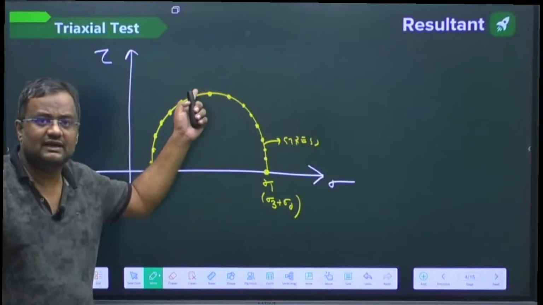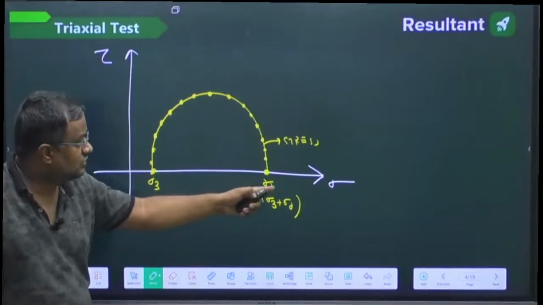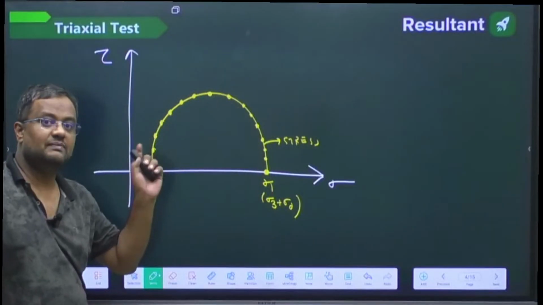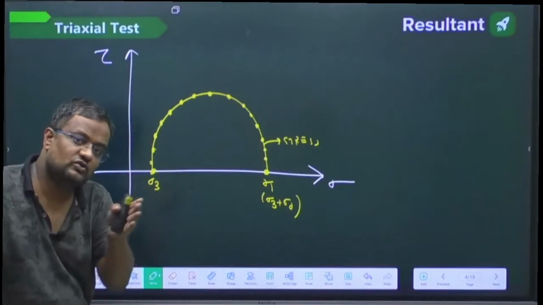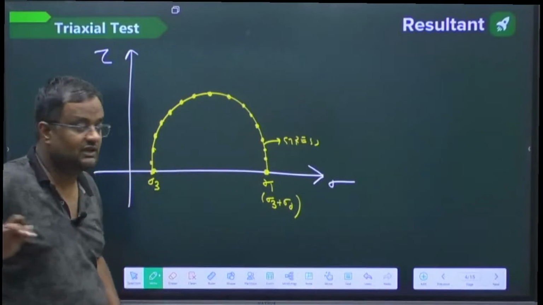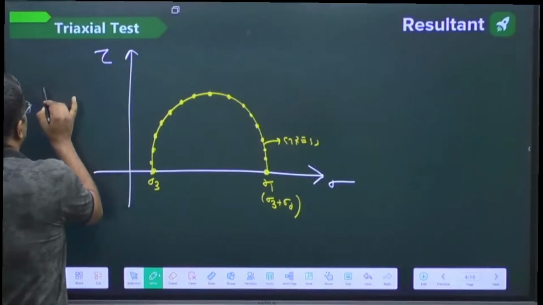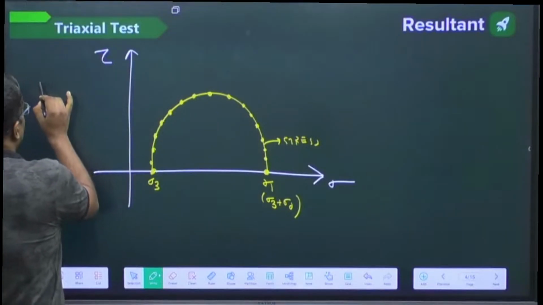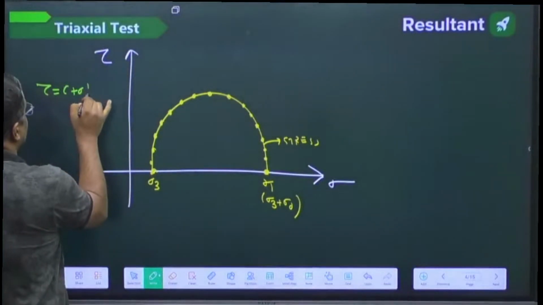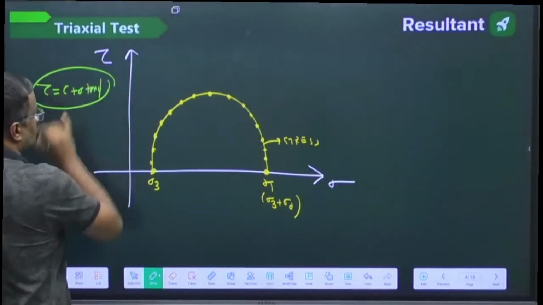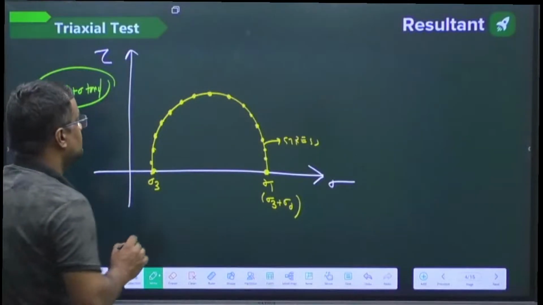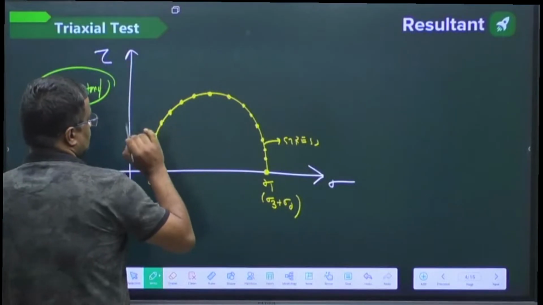Every point has an x coordinate and a y coordinate. The x coordinate is the normal stress and the y coordinate is the shear stress. So all those planes have different values of normal stress and shear stress, represented by these points. These are the stresses at various planes. And what is the strength? Strength is shear strength, let me represent it with green color: it is C plus sigma tan phi.